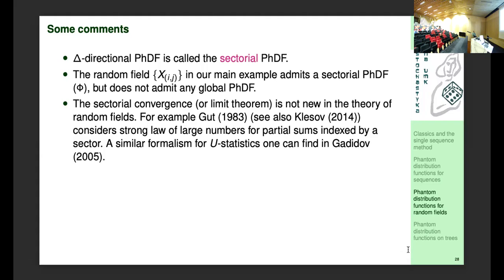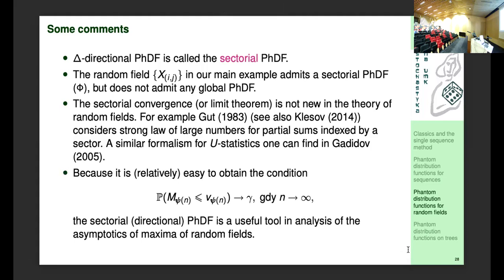So this is not surprising, but I must say that people in extreme value theory did not like this idea until we were able to construct an example showing that the directional phantom distribution function is, in general, much easier to obtain, and less general. That means they are more general than the strong global phantom distribution functions.